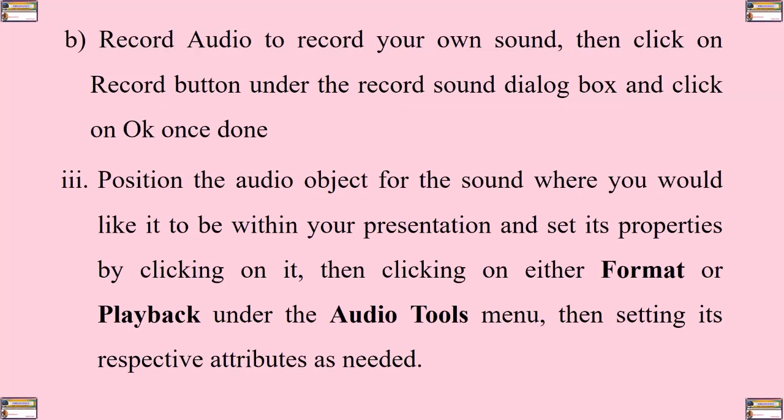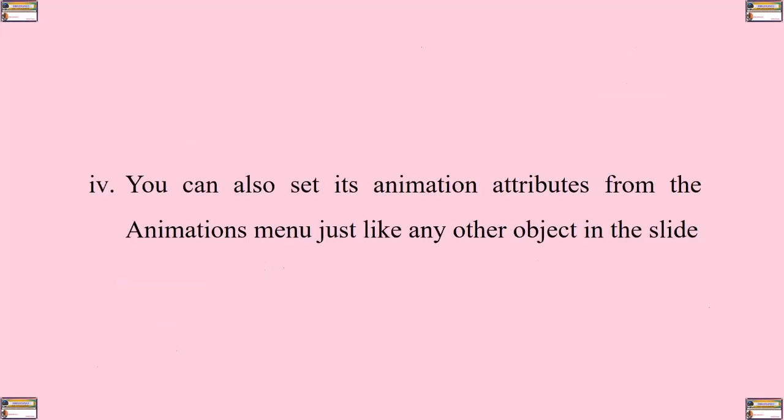Then you position the audio object, or call it the audio icon, for the sound where you would like it to be within your presentation and set its properties by clicking on it, then clicking on either Format or Playback under the Audio Tools menu, then setting its respective attributes as needed. You can also set its animation attributes from the Animations menu, just like any other object in the slide.